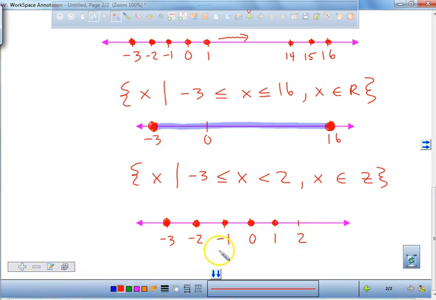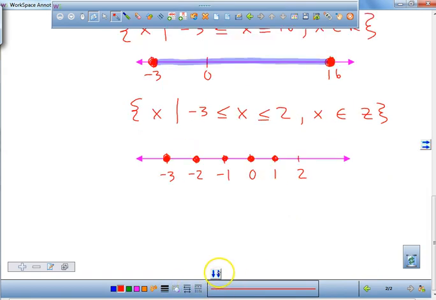Yes, sir? It was the less than or equal to. Oh, if I put less than or equal to, then I would be able to put a point right there. Okay? All right. So that's how we do graphs, and that's how we do set builder notation.